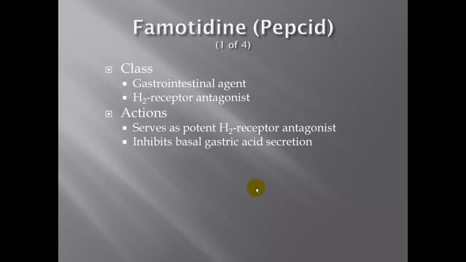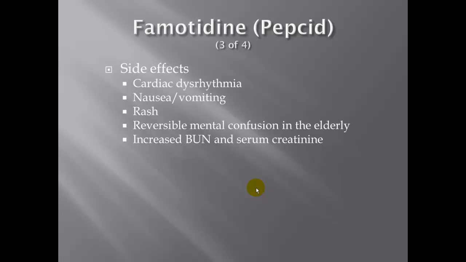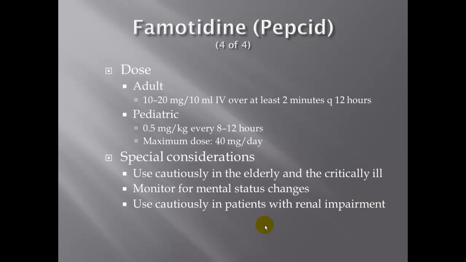Famotidine, or Pepcid. Class: gastrointestinal agent, H2 receptor antagonist. Action: serves as a potent H2 receptor antagonist, inhibits basal gastric acid secretions, again through the parietal cells. Indications: ulcer prophylaxis or GI bleeding. Contraindications: allergy to famotidine or its derivatives. Side effects: cardiac dysrhythmias, nausea, vomiting, rash, reversible mental confusion in the elderly, increased BUN and serum creatinine, and these are going to be kidney markers. So we can actually increase the BUN and creatinine. This should always be at a 10 to 1 ratio.